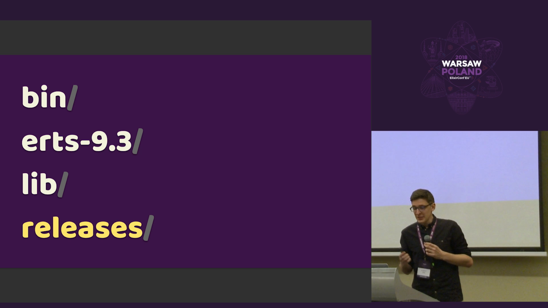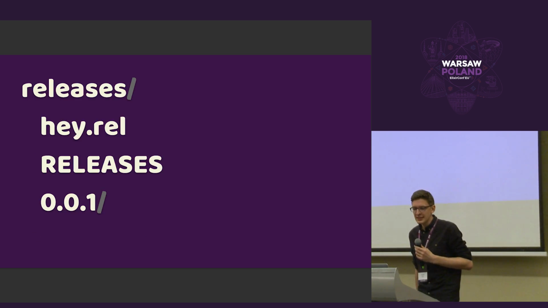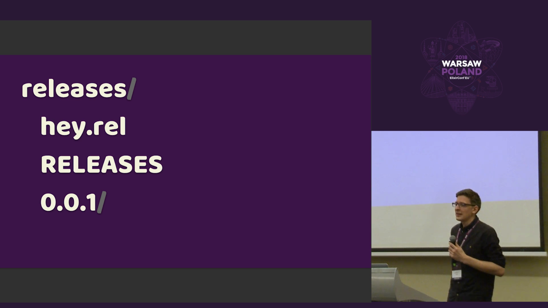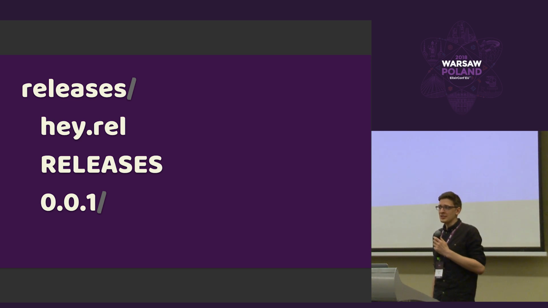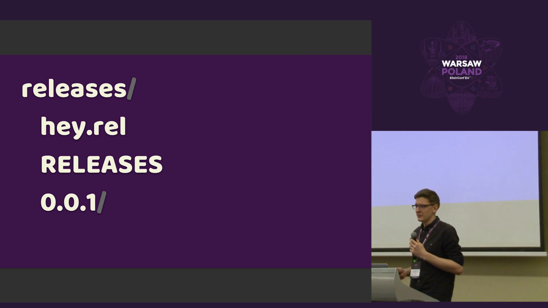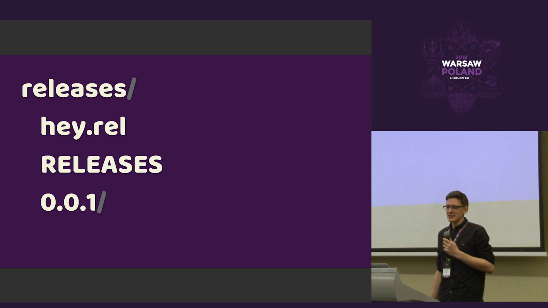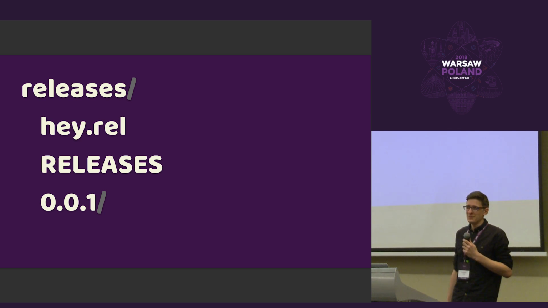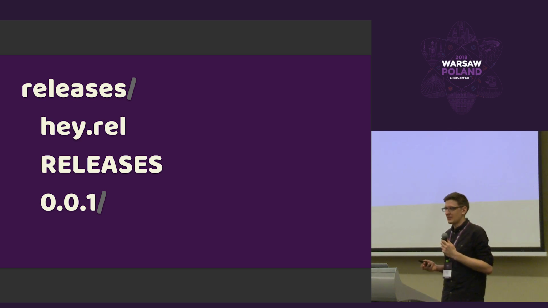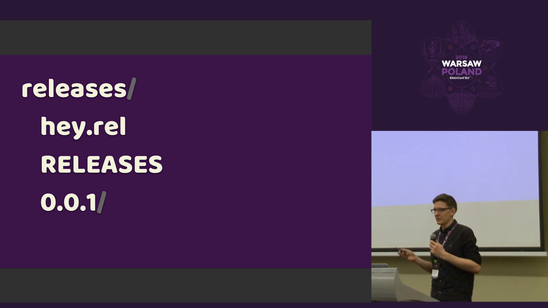So what's inside that releases directory? Metadata, basically. Let's look inside. There is the .rel file. That's a release resource file. Basically nothing too interesting. It just has your release name, your release version, and all the applications and the respective versions that are part of your release. The all caps RELEASES file keeps track of which releases are installed on your target system on this node. It's the same thing, basically.